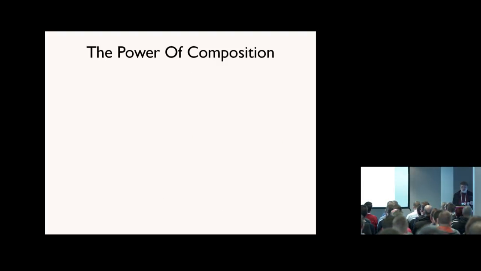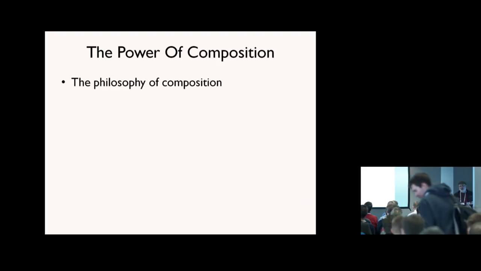So here's the overview of the talk. We'll start off by talking about the philosophy of composition. And what does it even mean to do composition? Composition is something that, when I first got into functional programming, people would talk about it all the time, and I never quite knew what they meant. I thought I knew what they meant, and I think, well, why is it such a big deal?